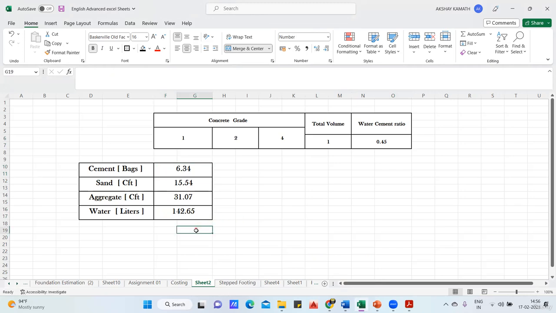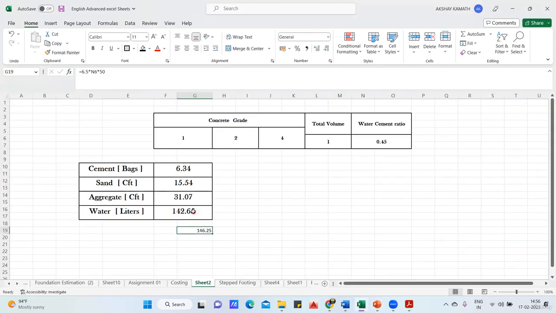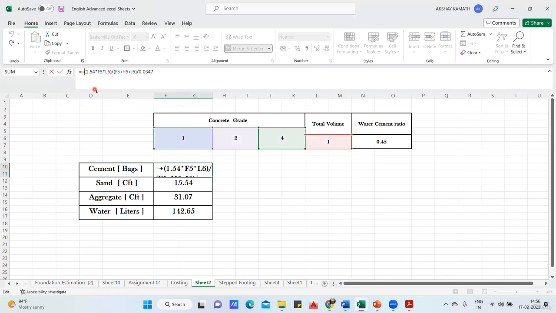Else, if you want, I'll show it here only. So we have taken 6.5, multiply by water cement ratio, multiply by 50. Yeah, you can see 146.25, and I have written 147 liters here. Okay, not an issue. You can go with this also. Okay, great. Now, one thing we can do. See, cement bag 6.34 and all we never bring. Either you bring 6 bags or you bring 7 bags. So what you can do, exactly, you can apply the formula of round up.